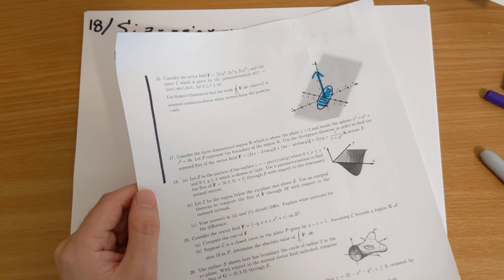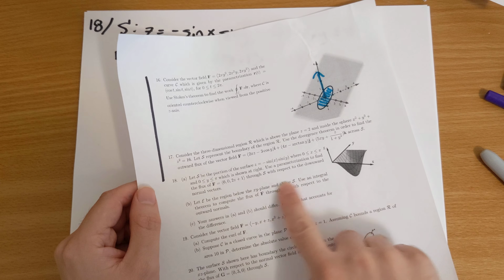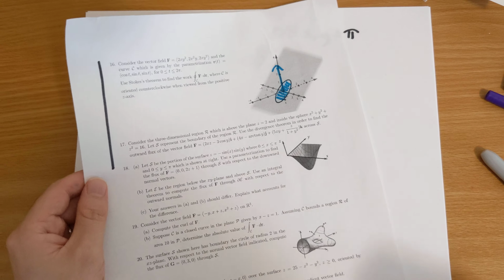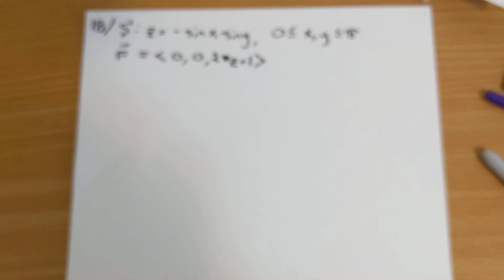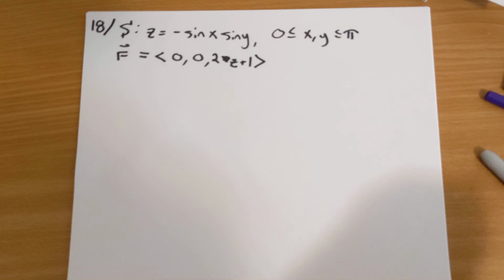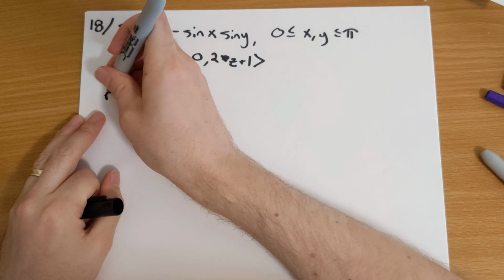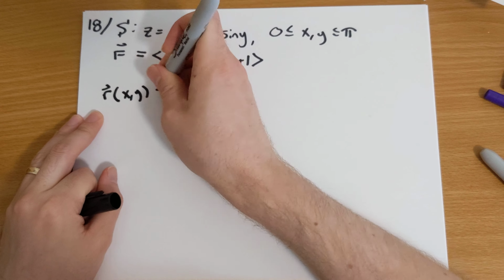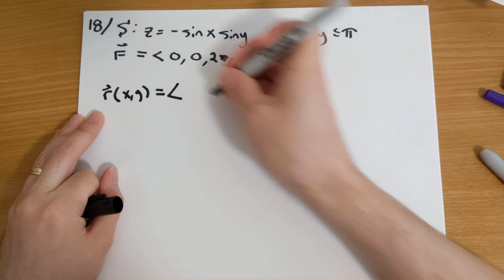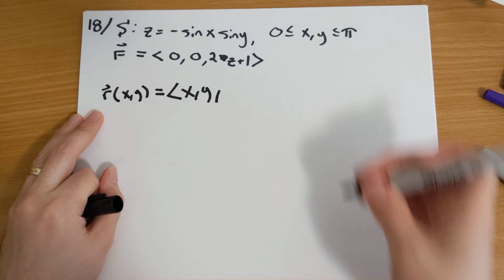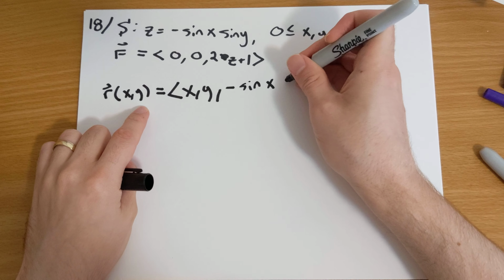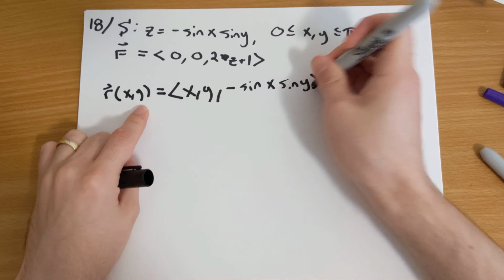And so part A here, there's 3 parts of the question. Use a parametrization to find the flux of F through this surface where we are orienting it pointing down. So first, we're being asked to find a parametrization. So r of x comma y, we'll parameterize this just as x and y, and then z is our function here of x and y, negative sine x sine y.